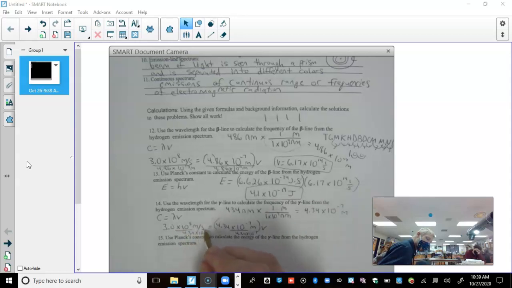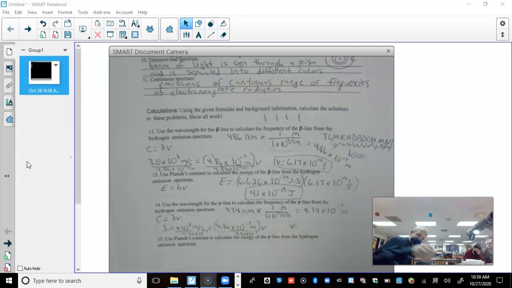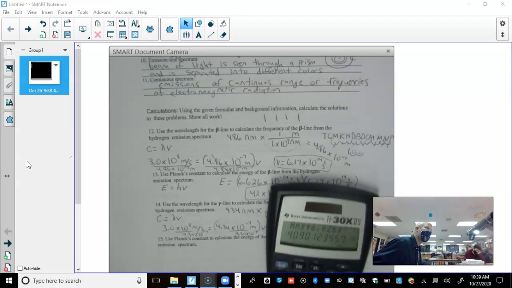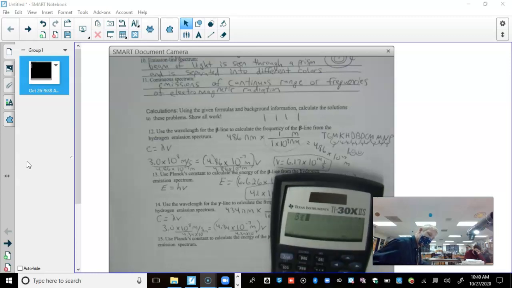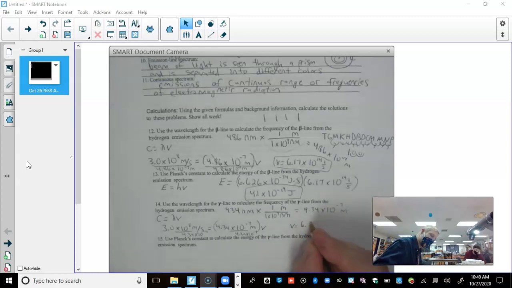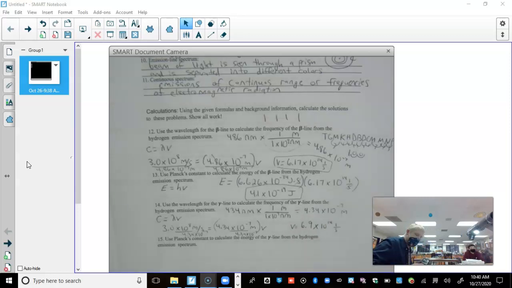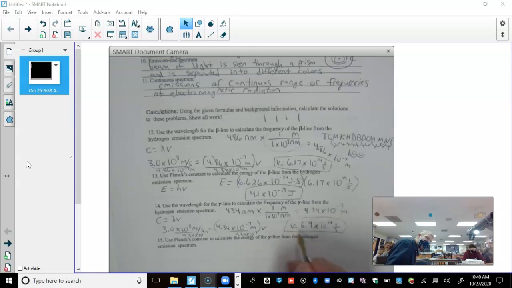Alright, so 3e to the 8th divided by 4.34e to the negative 7th. Looks like it's 6.9 times 10 to the 14. I'm going to just say 1 over second, also known as hertz. Alright, there we go. So basically, we got this huge number of wavelengths that are kind of traveling in 1 second. A lot of wavelengths.